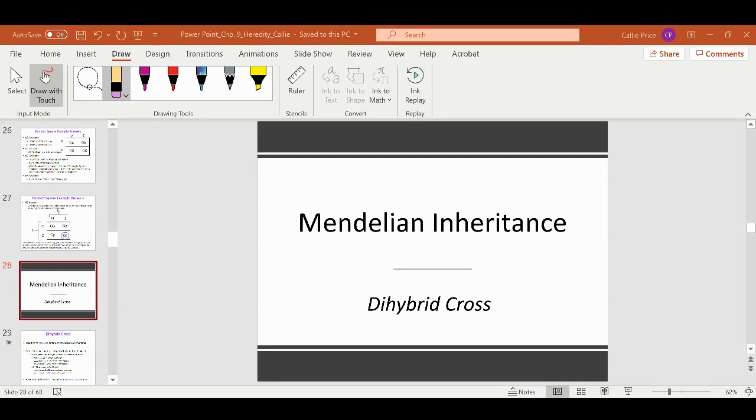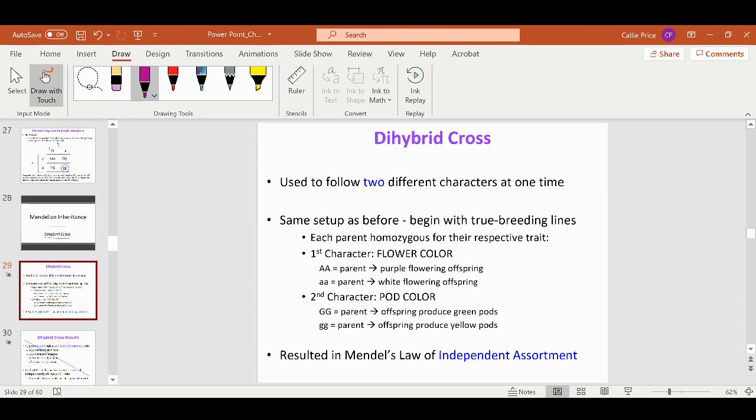This video will look at Mendelian inheritance patterns, focusing on a dihybrid cross. First, we'll start out with, what is a dihybrid cross? A dihybrid cross is whenever you're following two different characters at the same time. So it's a similar setup as a monohybrid cross. However, now you're looking at two characters, right?